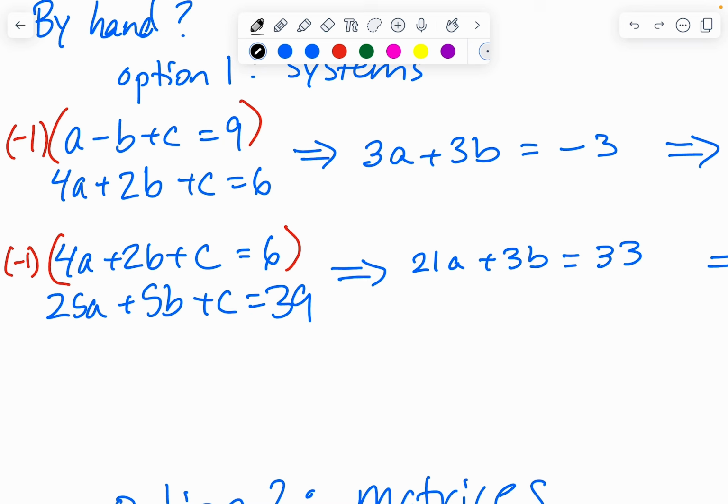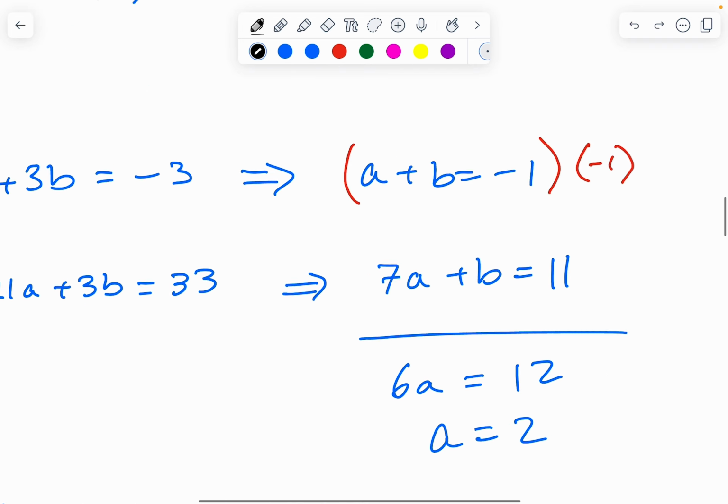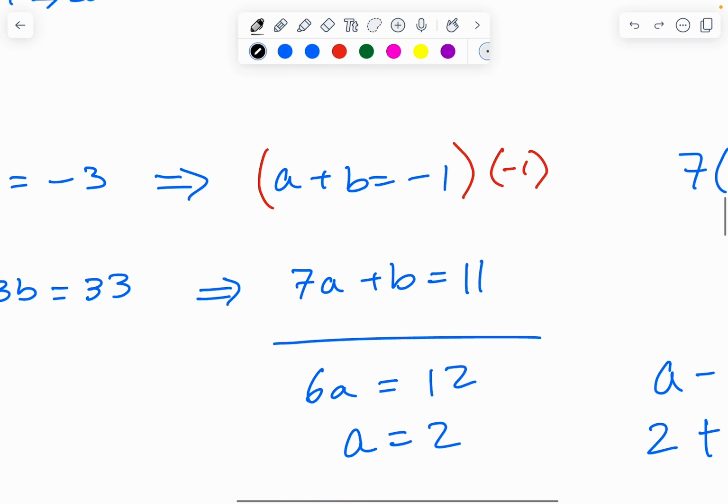Then I took the second and third equation, multiplied again by -1, and I got 21a plus 3b equals 33, and I realized all of these are divisible by 3. These numbers are too big. Ain't nobody got time for that. So I divided those out. And then I realized if I multiply the top equation by -1, then I can add these two equations. So basically, I'm using the elimination method of solving a system of equations a couple times.